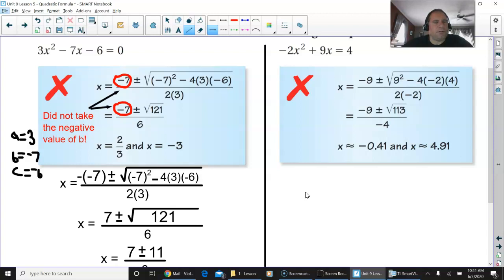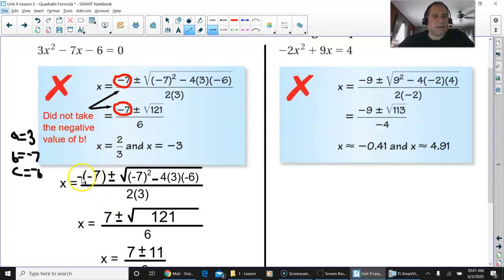All right, so you have right here A equals 3, B equals -7, C equals -6. And this person here was supposed to put -7 when they put that in. That's a common mistake. That's why they are doing this right here, and this is the error. So they did not take the negative value of B.